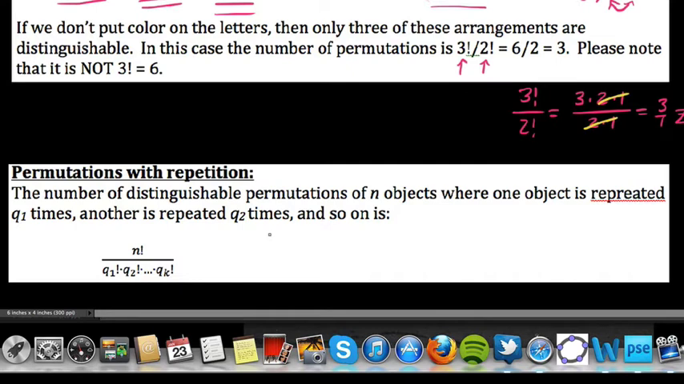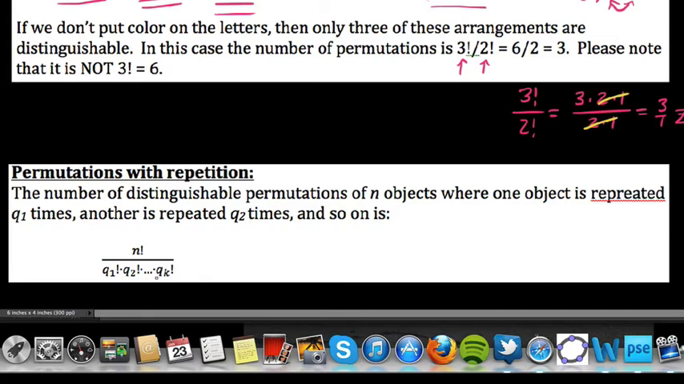So we say the number of distinguishable permutations, looking down here, distinguishable meaning we can tell the difference between them, of n objects, where one object is repeated q1 times and another object is repeated q2 times, and so on and so forth, is this. Looking at this formula, n factorial, the total number, is on top. But we say over the number of times one object occurs, factorial, which is q1 factorial. The number of times another object occurs is q2 factorial, and then all the way up to, let's say, some qk.